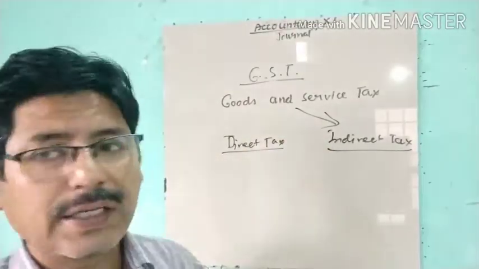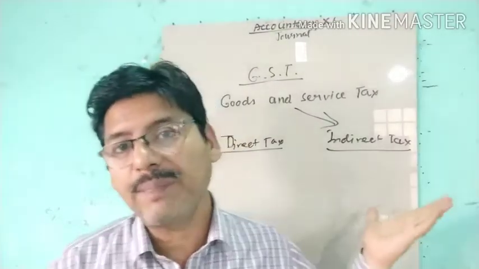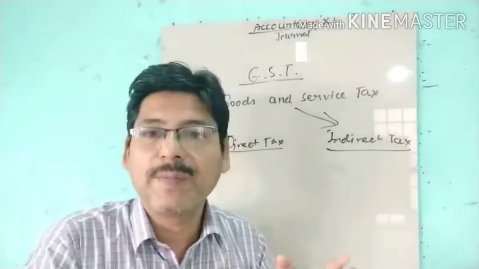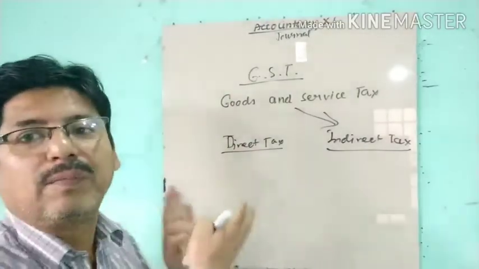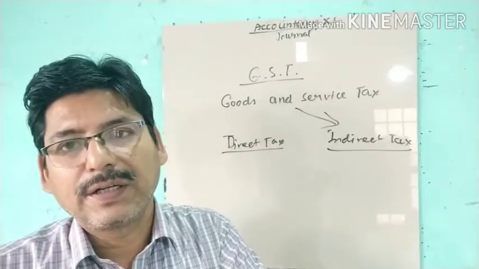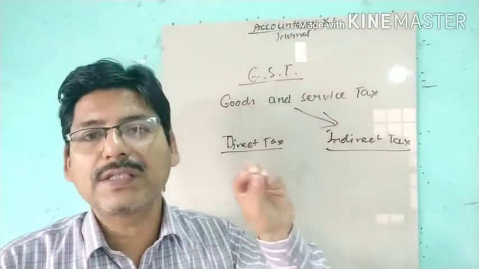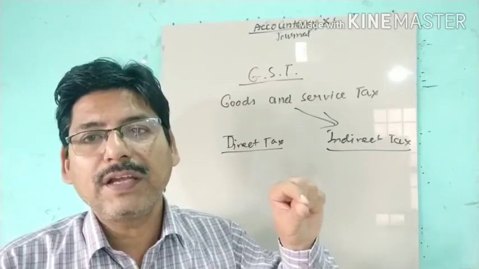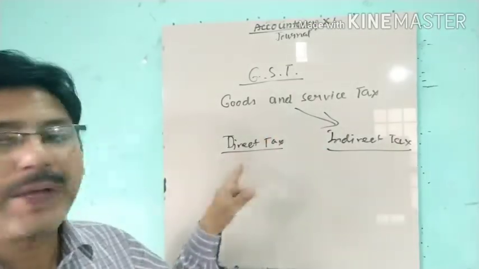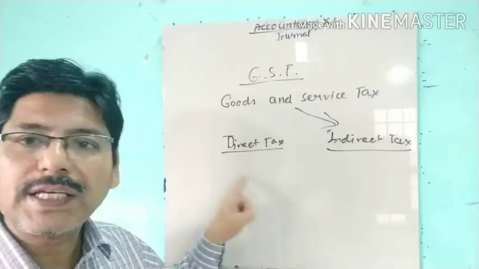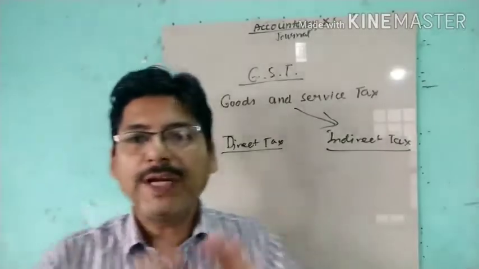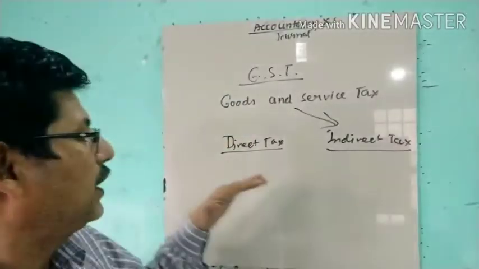Then come the direct taxes. As I told you, indirect taxes are collected from someone and deposited by another. Here that is not done. It cannot be collected from others. The person on whom the tax is levied will pay it from his income, his property, and his assets. That is called direct tax.